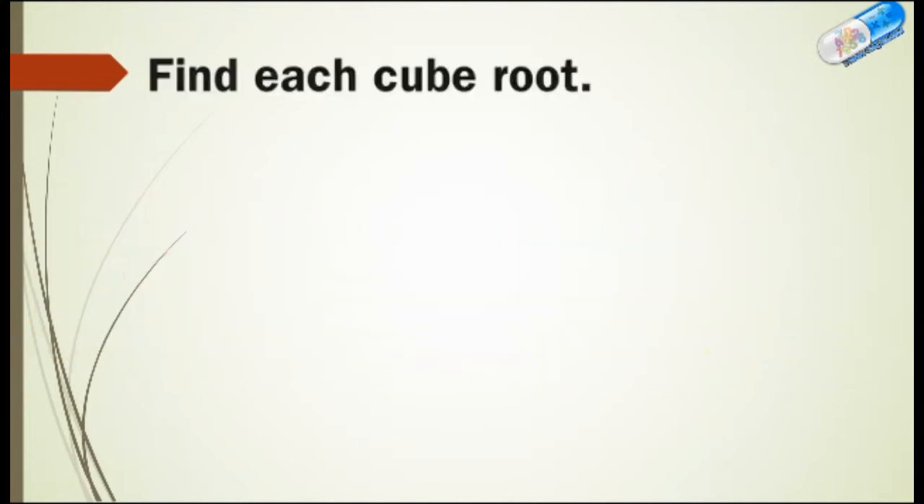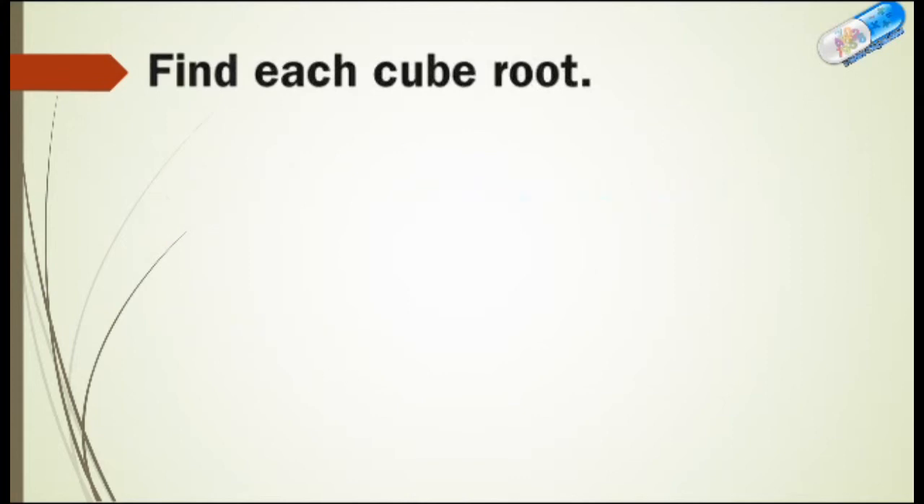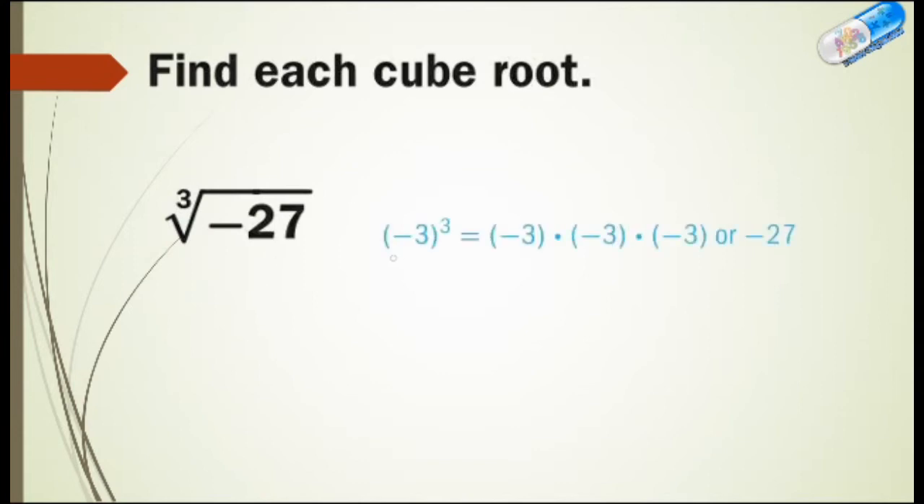Examples. Find each cube root. The cube root of 125. By definition, we know that 5 cubed equals 5 times 5 times 5 equals 125. This means that the cube root of 125 equals 5. Another example, the cube root of negative 27. We know that negative 3 power 3 gives us negative 27, so this means that the cube root of negative 27 equals negative 3.